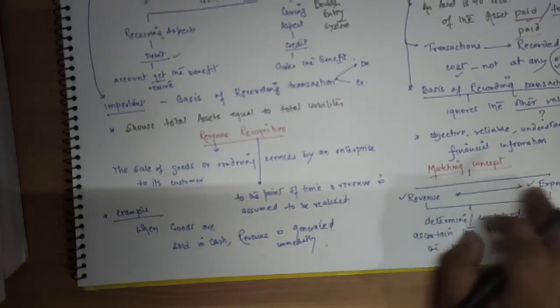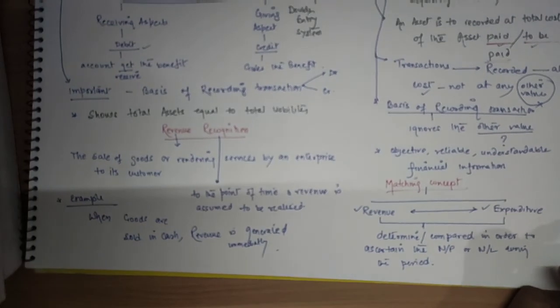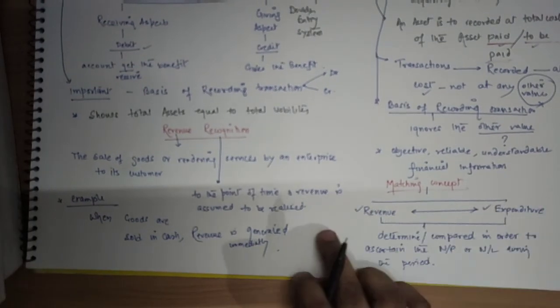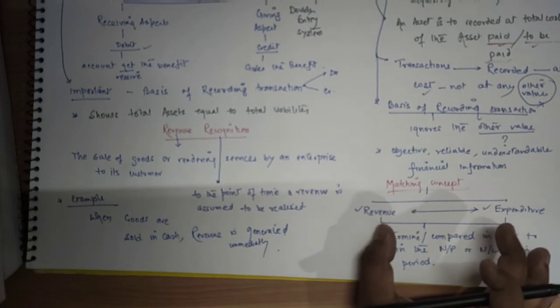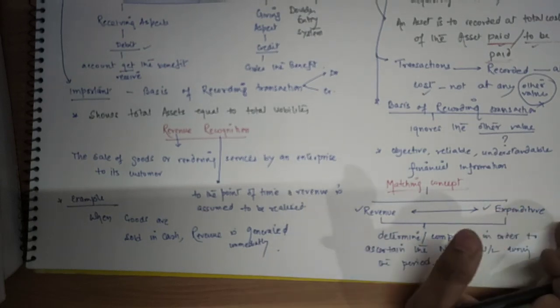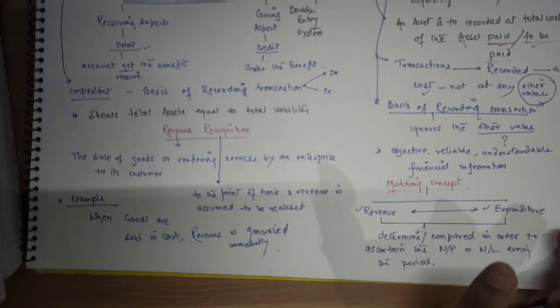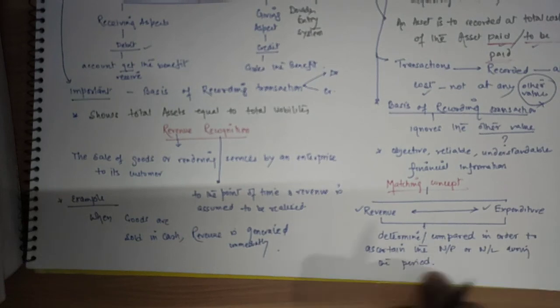The fourth concept we discussed today is the matching concept. What is the matching concept? Whenever we have to match, we always match revenue and expenditure at a point of time to ascertain the net profit and net loss during the period. Is it clear?